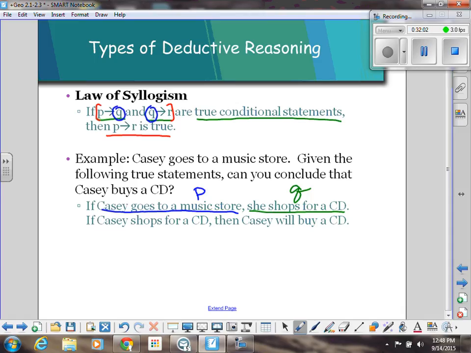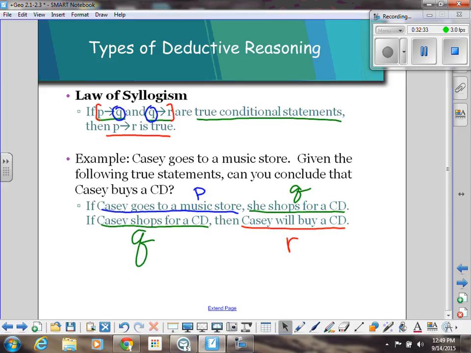So the next statement starts with if Casey shops for a CD. That's the same as this green one right here, right? So this is a Q again. And then now I have a completely different thing. Then Casey will buy a CD. So this is my R. So you see how I have three different types of statements. Okay? So this is if P then Q. This is if Q then R. Question? Yes.